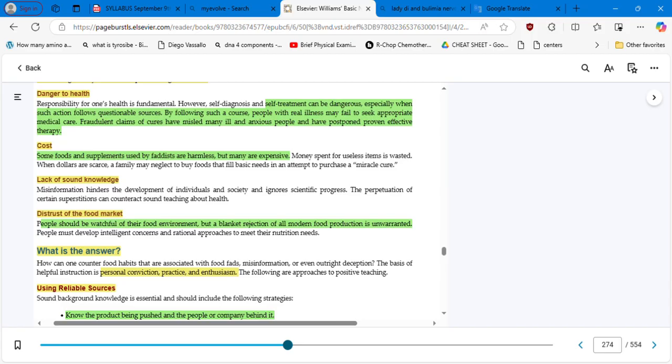Cost. Also, some foods and supplements used by faddists are harmless, but many are expensive. Okay, then we have lack of sound knowledge. And also distrust of the food market. People should be watchful of their food environment, but a blanket rejection of all modern food production is unwarranted. Basic line here, the summary is to read the ingredients. I will suggest that in order to avoid all these factors.